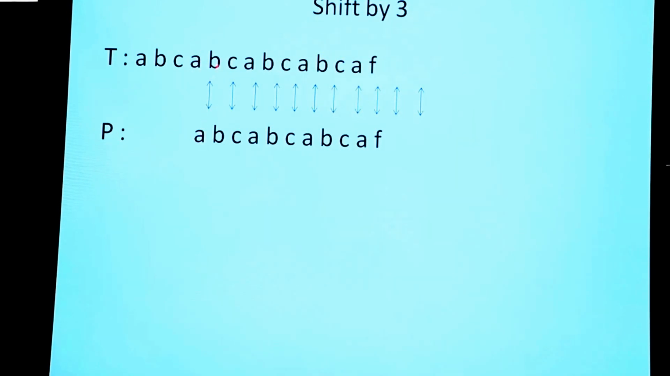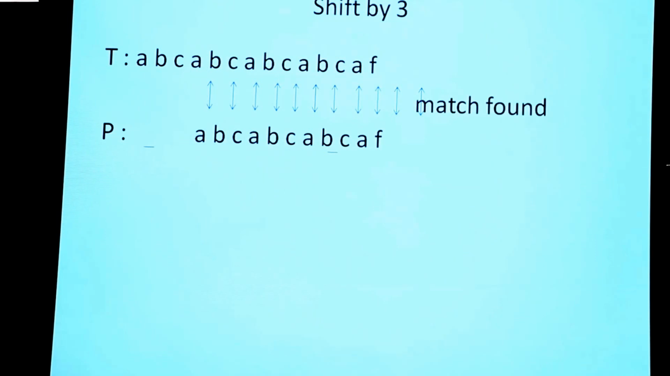Align this with this, this with this, this with this, this with this, and come here. So here we find a mismatch. But the point is we can shift it by more than one position, and then of course we start comparing from the beginning again, A, B, C and so on. We can think of some more improvement. We will not exactly do this, but the point to note here is that we could have shifted by more places.